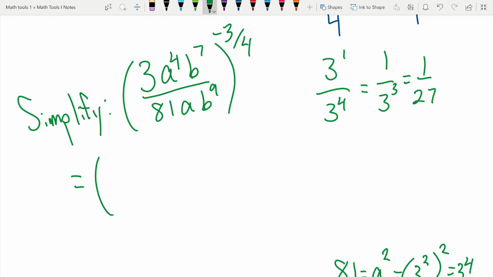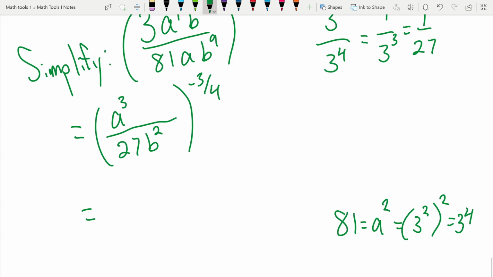So we'll get 27 in the denominator and the inside. A to the 4th divided by a will be a to the 3rd, 4 minus 1. B to the 7th over b to the 9th will be b to the negative 2. You could write b to the negative 2 on the top, but that's just going to flip into the denominator. So we can put it in the bottom as b squared. And then we have the negative 3/4. Now maybe the next step we just flip everything because of the negative on the outside.